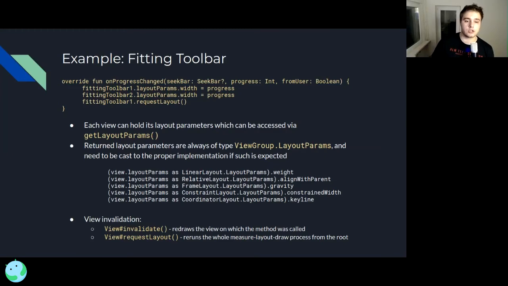Now, if I wanted to change the gravity and I'm in a frame layout, I would need to cast to the FrameLayout layout parameters first and then call gravity. As you can see in the bottom one, here you can see all the casts, for example. There are more of them, I'm just showing some examples. If you cast to LinearLayout layout parameters, then you have weight. If you cast to RelativeLayout, you have things like align with parent, gravity for frame, ConstraintLayout has constraint width, CoordinatorLayout has a keyline, and all of that.